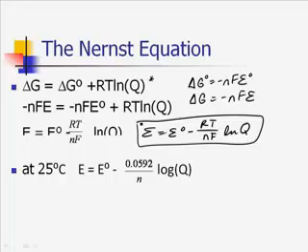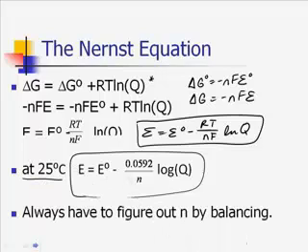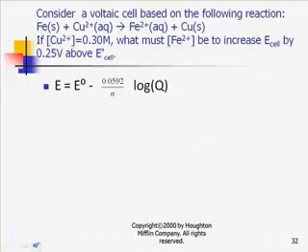All right. If you're at 25 degrees Celsius, then you can use this form of the equation, and that takes into account 25 degrees Celsius and the conversion between the natural log and the base 10 log on that form. Alright, so let's take a look at how we might use this.